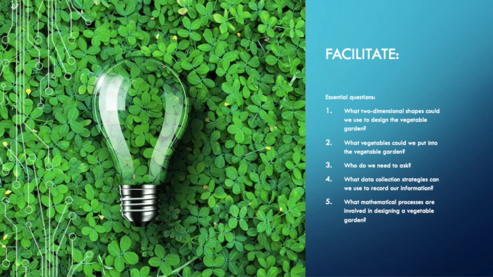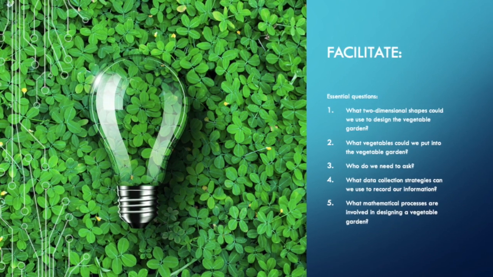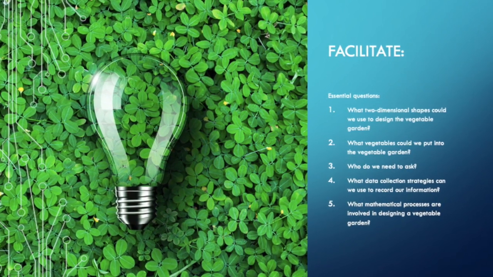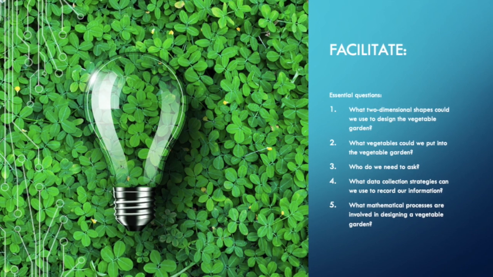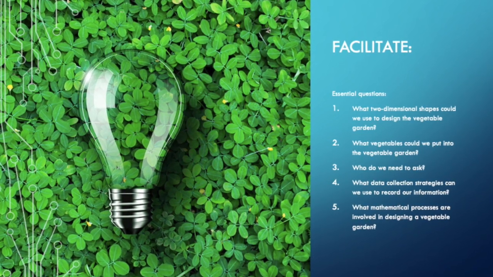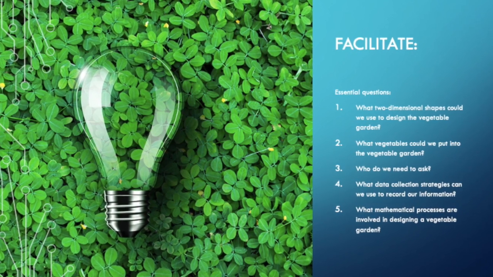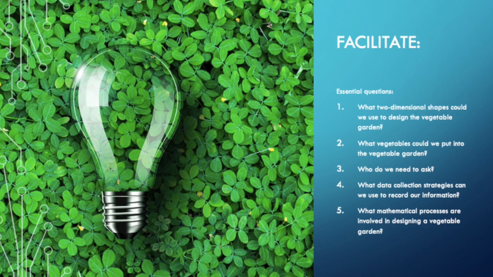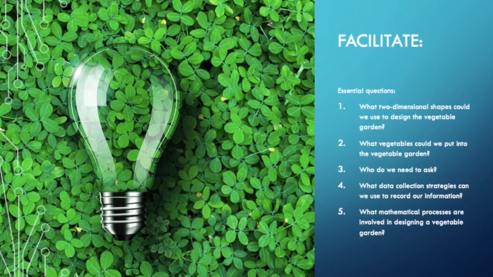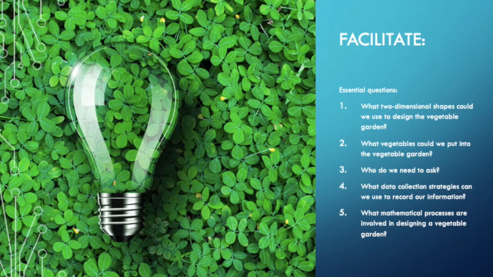Throughout the lesson, students will be guided by the teacher as they are asked the following essential questions, which will assist them in the progression of their learning. They are, what two-dimensional shapes could we use to design the vegetable garden? What vegetables could we put into the vegetable garden? Who do we need to ask? What data collection strategies can we use to record our information? And what mathematical processes are involved in designing a vegetable garden?